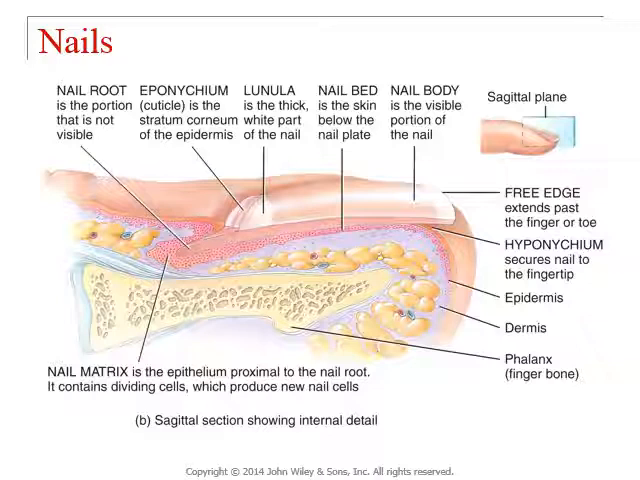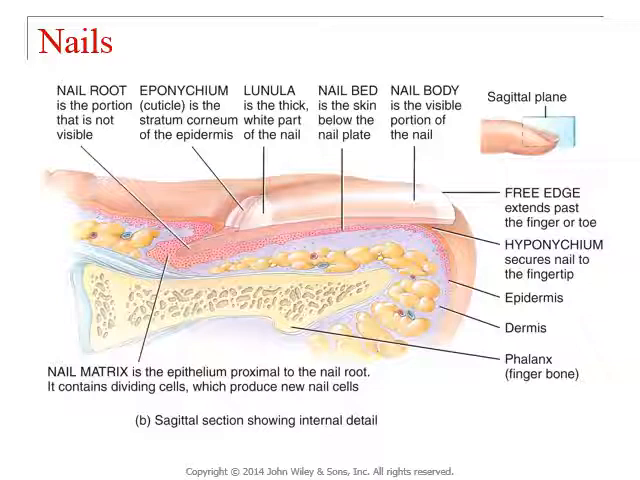Next, you'll have the eponychium, which is where the stratum corneum is going to meet up with the nail itself. So again, that's going to be stratum corneum, not part of the nail itself. The thickest part of the nail will include the lunula, which is the white part of the nail. You see a nice little cross section there. The nail bed is going to be the skin that's going to attach the nail plate to the epidermis. And finally, see the nail body, which is the visible portion of the nail, and the free edge.